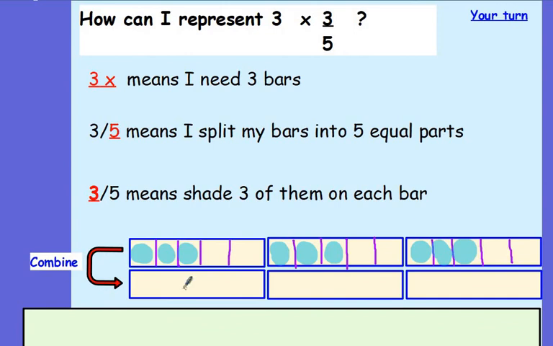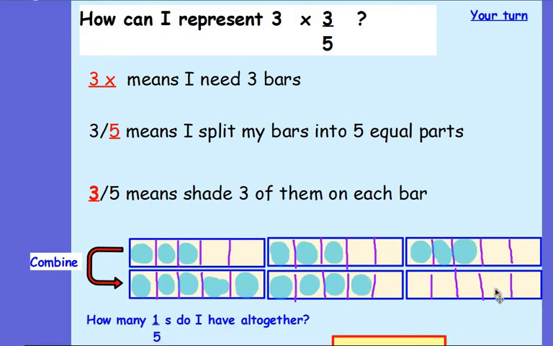I'm going to put those together, so I'm going to move everyone along a bit. 1, 2, 3, 4, 5. Put everything together. I've got 1, 2, 3. Move these guys along, another 3. Move these guys along, another 3.